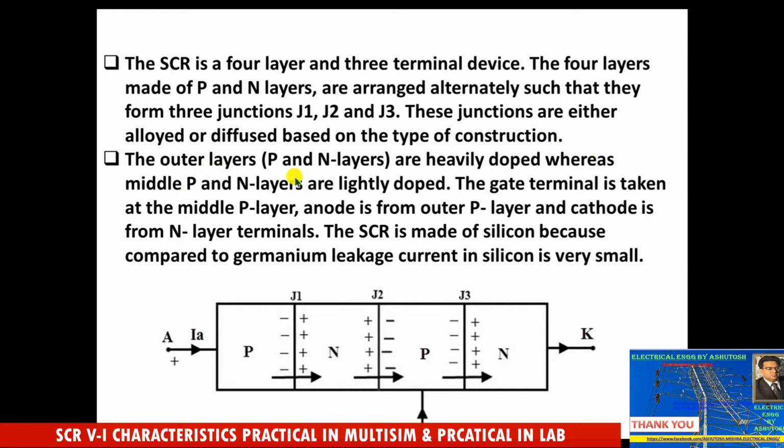The outer P and N layers are heavily doped, whereas the middle P and N layers are lightly doped. The gate terminal is taken from the middle P layer, the cathode is from the N layer, and the anode is from the P layer. The SCR is made of silicon because, compared to germanium, the leakage current in silicon is very small.